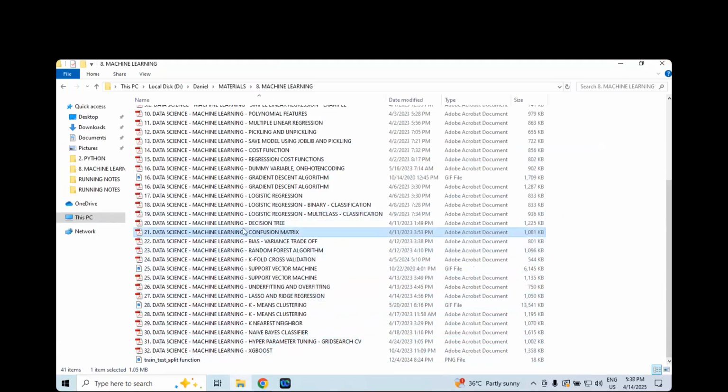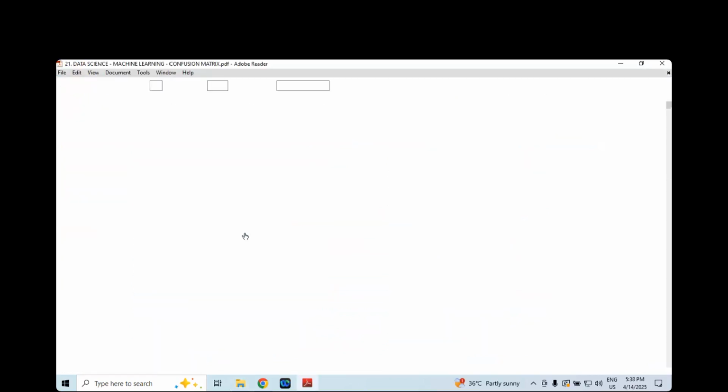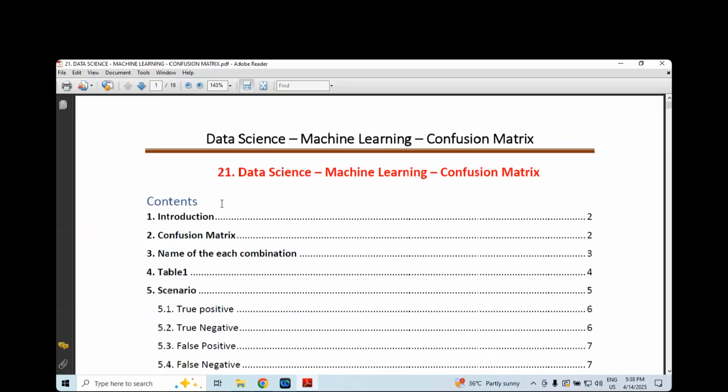Good. So let me just try to cover this one today, a little theory. This one or this one, which one is preferable? Let me take this confusion matrix. It's a theory session, but please be focused.